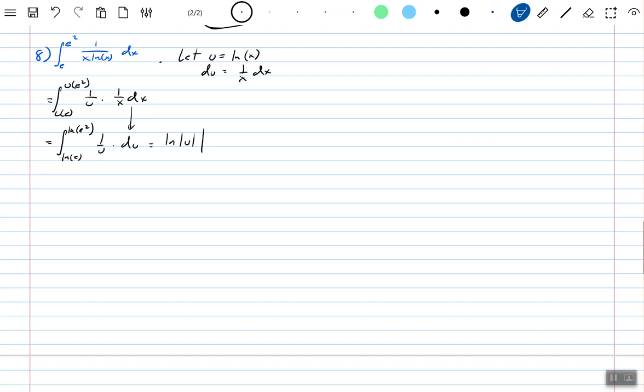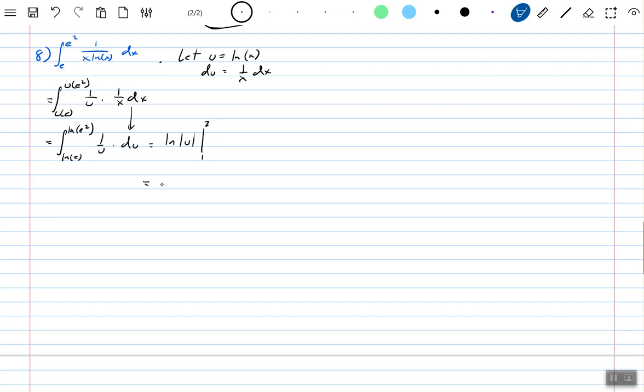But what's the natural log of e? Natural log of e is just 1. Just something you got to know. The natural log of e squared, that's just equal to 2. Properties of logarithms. Pull down the 2, and so you get 2 times the natural log of e, which is just 2. If you're looking at this and you have absolutely no clue where I got these limits from, shoot me an email. I'll explain it in more detail.